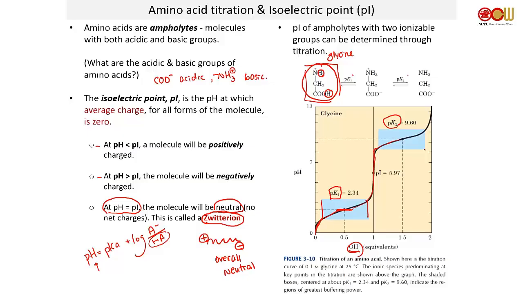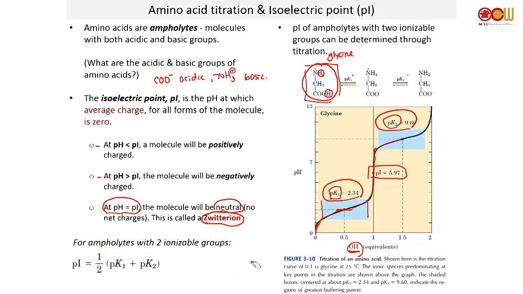So after you find pKa1 and pKa2, somehow the pI is going to be in the middle, and I'm going to show you how to calculate pI. Turns out, the pI for an ampholyte that has 2 ionizable groups is essentially just the average of the 2 pKa's. I mean, it's really dumb, right? But that's just how it is.